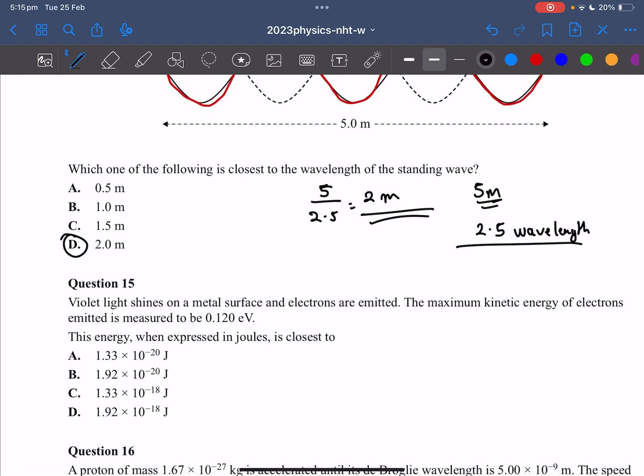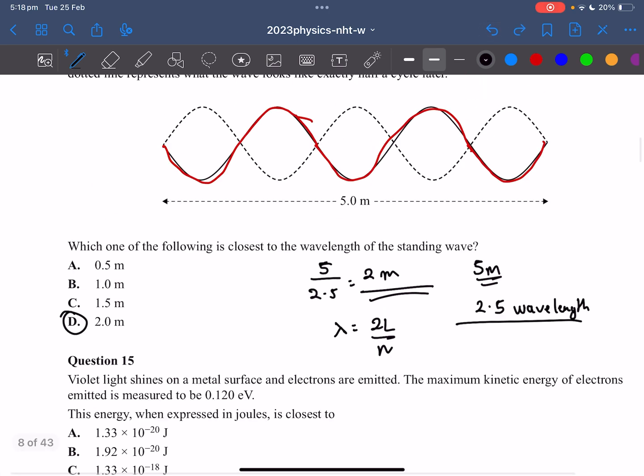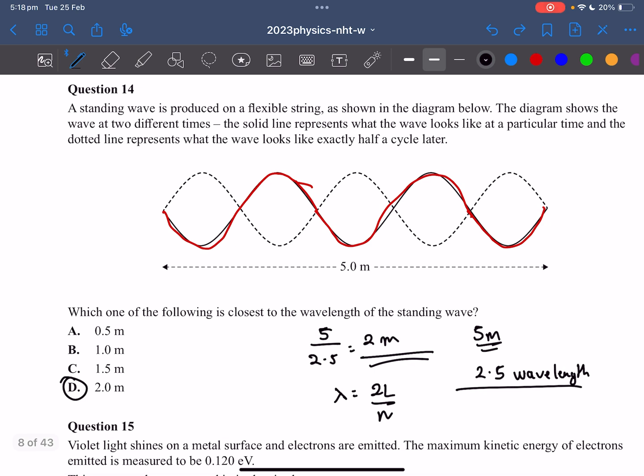There's also a formula that you can use to calculate this. Let me just quickly bring that up. The formula is wavelength equals 2L on N. You can also use that. L is just going to be 5 meters over here, and N is going to be this over here, like 1, 2, 3, 4, 5, okay?